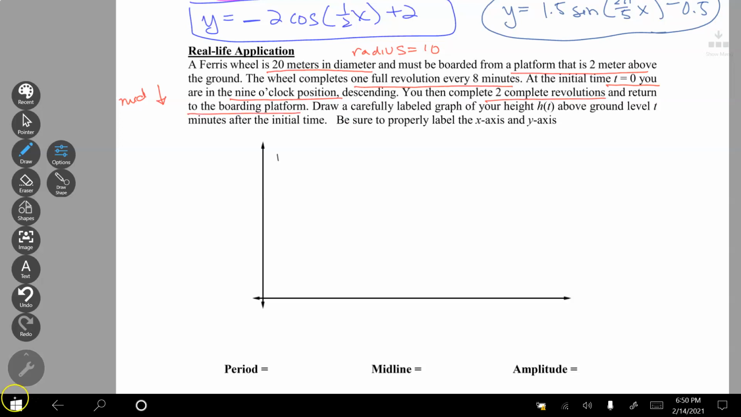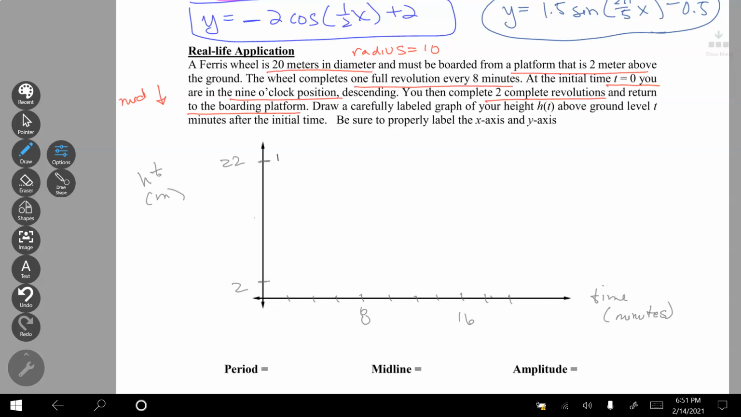So let's draw this graph. Since I know it's 1 revolution every 8 minutes, I'm going to go 1, 2, 3, 4, that's 8. 1, 2, 3, 4, that's 16. And I'll draw a couple more because I said I have to return to the boarding platform. I know the minimum is at 2, and the height is 20, so it's not 20 at the top, it's 22, because the whole distance between has to be 20.